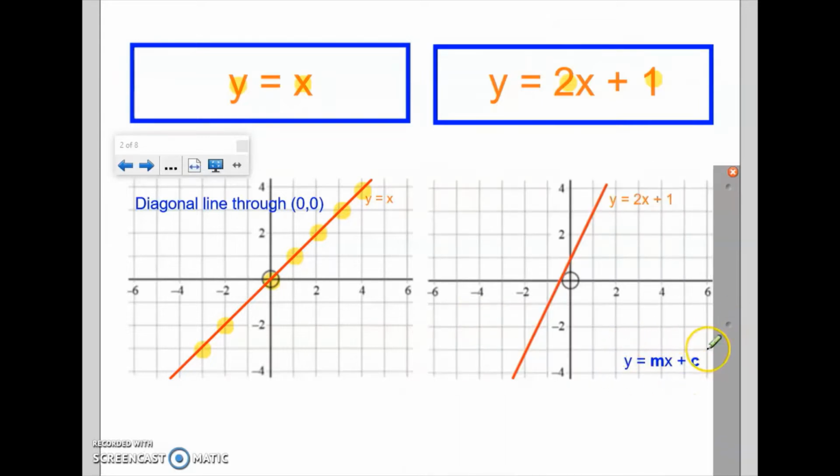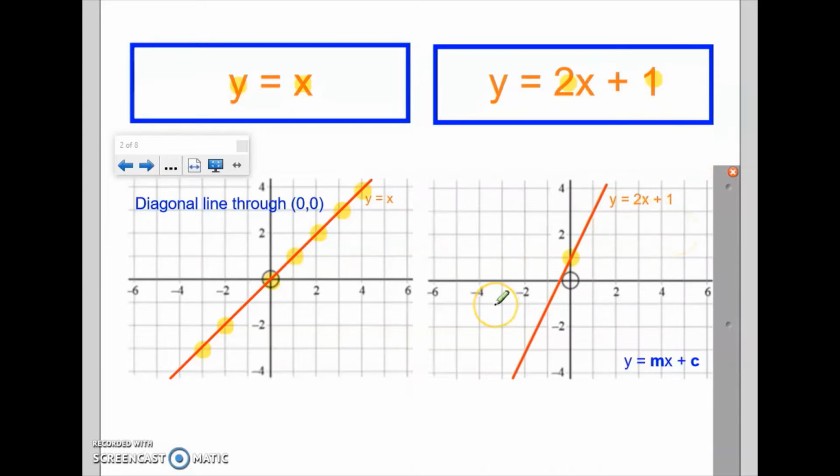I know it's in the form y equals mx plus c, so I know my y-intercept is 1, which is why I have the graph crossing at 1 here. And my gradient is 2, which means if I choose a point on the line, for every 1 square along, I would have gone 2 squares up, which means this line is the graphical representation of y equals 2x plus 1.